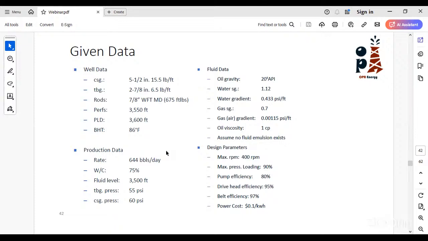The third thing is to choose the best rods that can withstand the torque applied on these rods for this application, and then transfer to the surface equipment, choosing the best motor, the best drive head, and then calculating the energy consumption and this energy consumption cost that you can get from your PCP.